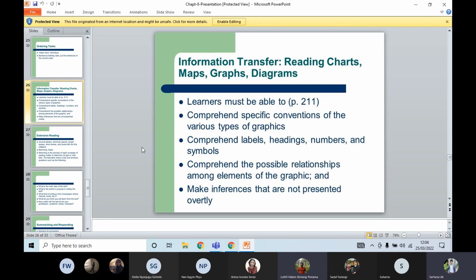Another part is information transfer: reading charts, maps, graphs, and diagrams. I also think that it should be the ability of every student and every educated person that he or she should know and recognize the different types of charts, maps, graphs, and diagrams. It is not just related to mathematics skills, but every learner should be able to recognize all these types of maps, graphs, diagrams, or charts. In it, the specific conventions of the various types of graphs are there, and the labels, headings, numbers, and symbols are used, and the possible relationships among the elements of the graphs are there, and it makes inferences that are not presented widely.